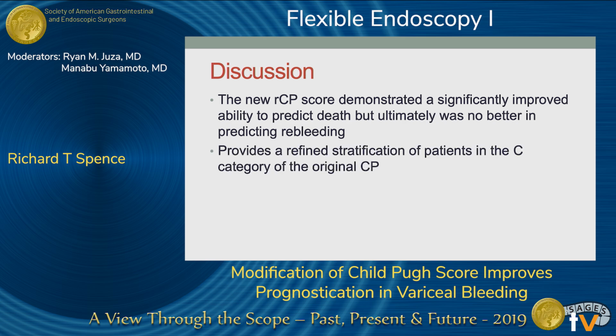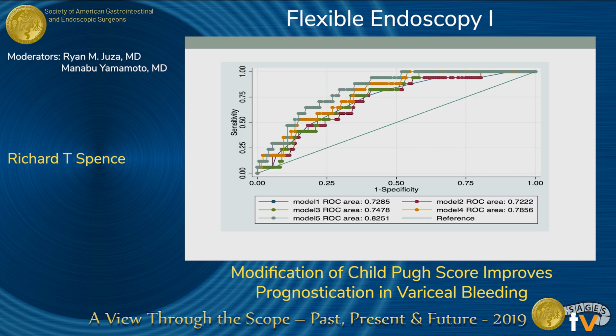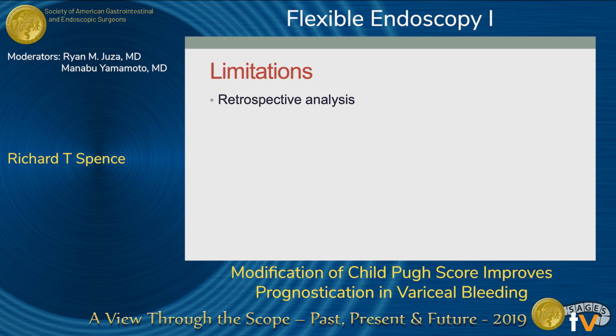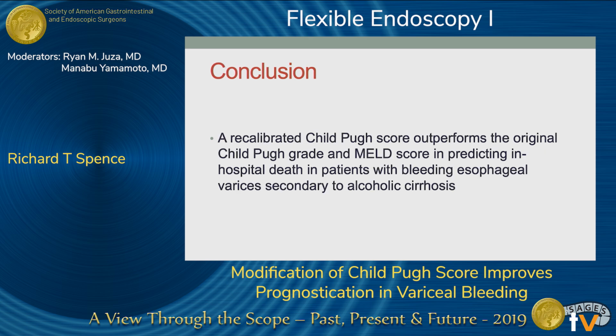It provides a refined stratification of patients in the C category of the original Child-Pugh, but we need to look for predictors to better predict rebleeding. And that's exactly what we are now doing, looking more at endoscopic findings and bleeding findings, and these are models for rebleeding. It was a retrospective analysis, and importantly, it was over a 26-year period, so perhaps there are advances in this, but we do believe that we've offered something.